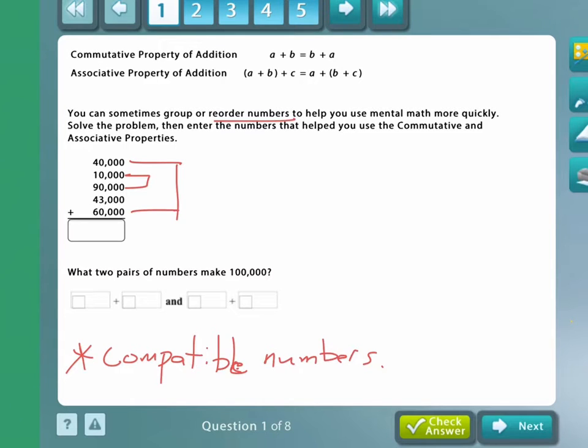All right, so first we're taking a look at the associative property and commutative property, either one in this case. So you're looking for compatible numbers. Compatible numbers are numbers that are easy to add together in your head. Looking at these addends here, I see two sets of numbers, the 40 and the 60 that make 100,000, and also the 10 and 90 make 100,000. So those two numbers would go here and here, and then you just add the 43,000. So the answer should be 243,000.